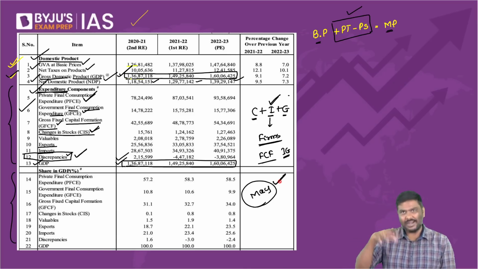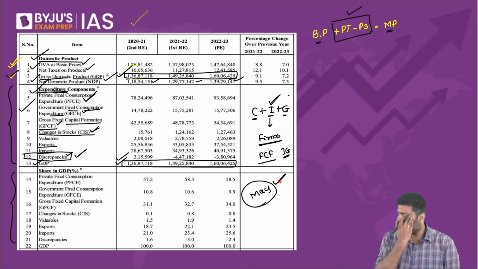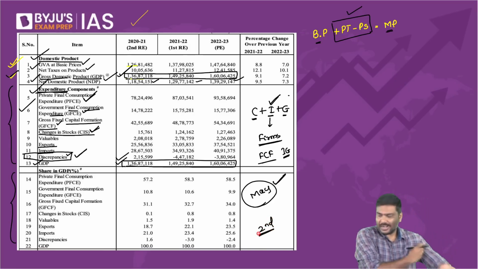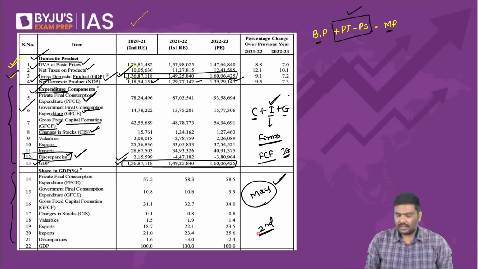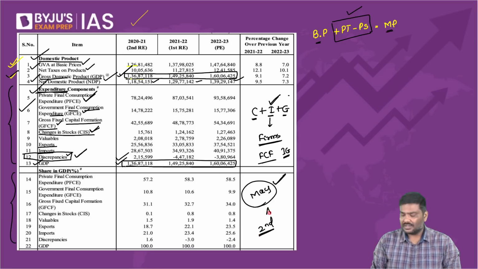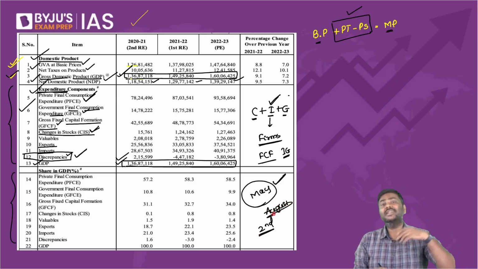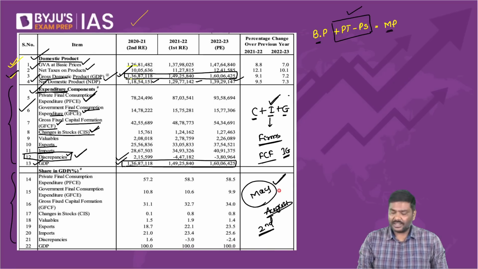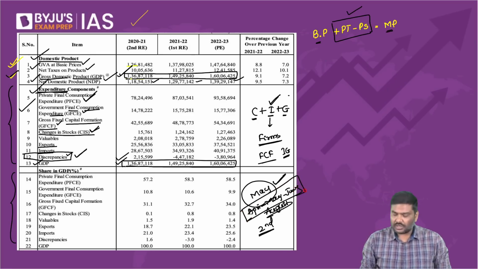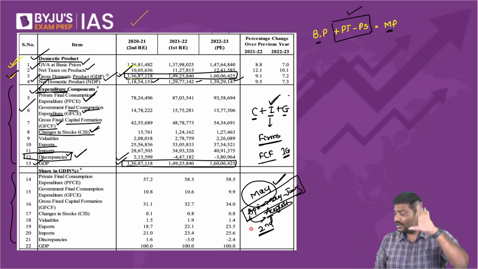For example, right now we are in which quarter? We are in the second quarter. So at the end of August, you will be given the data for the first quarter, that is April, May, June. For the end of this quarter, the data will be published at the end of August.